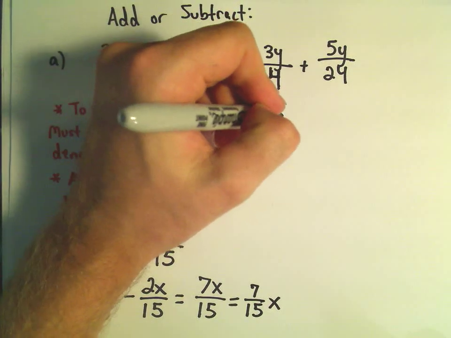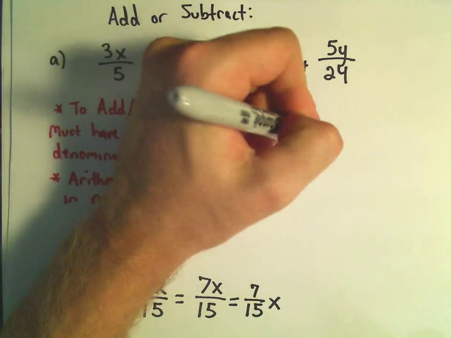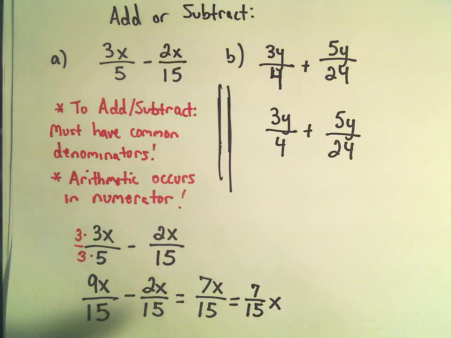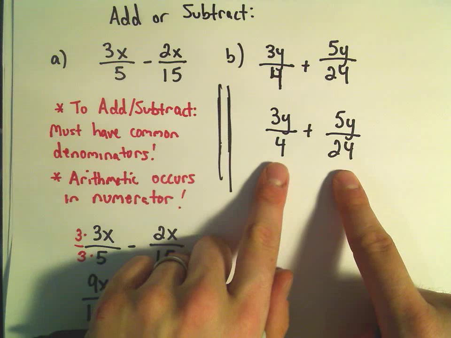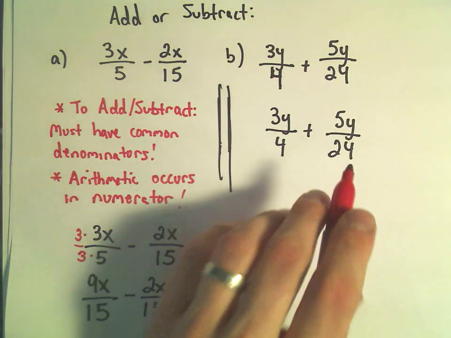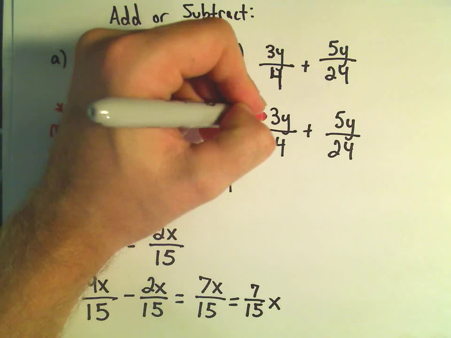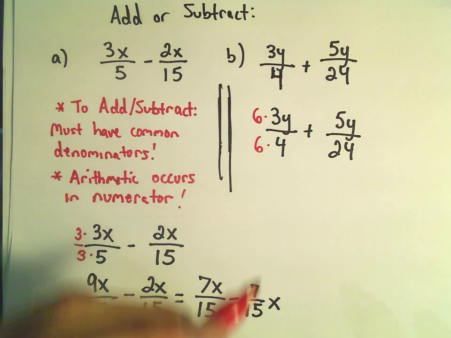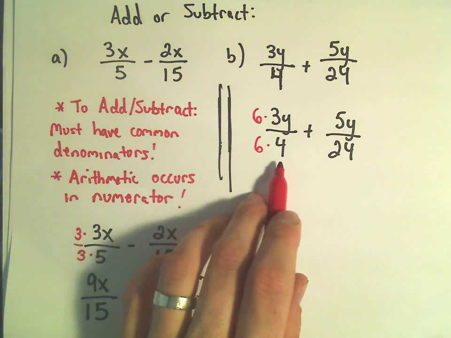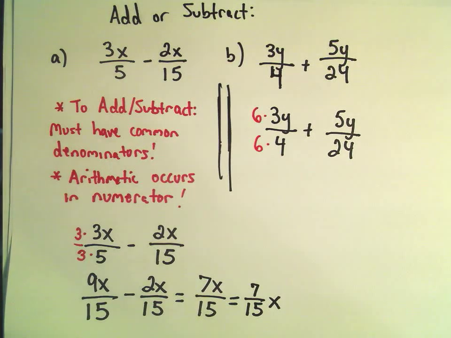Alrighty, in my next example here, we've got 3y over 4 plus 5y over 24. The first thing I'm going to have to do, again, is get common denominators. So I think, what's the least common multiple of 4 and 24? In this case, I believe the least common multiple would be 24. So we would have to multiply the numerator and the denominator by 6. Again, the important thing is you have to multiply the denominator by 6 to get the 24, but as a result, we also have to do it to the numerator.